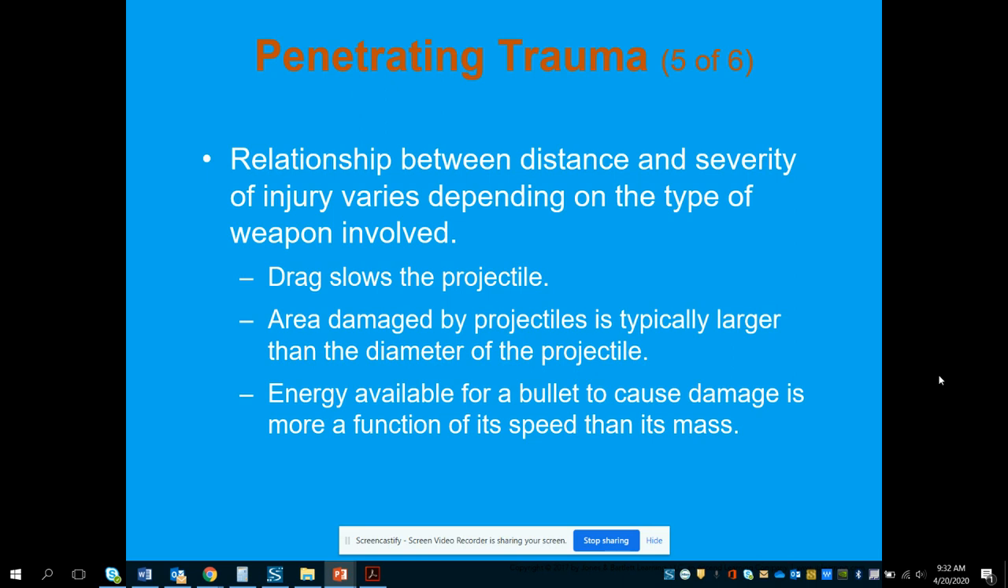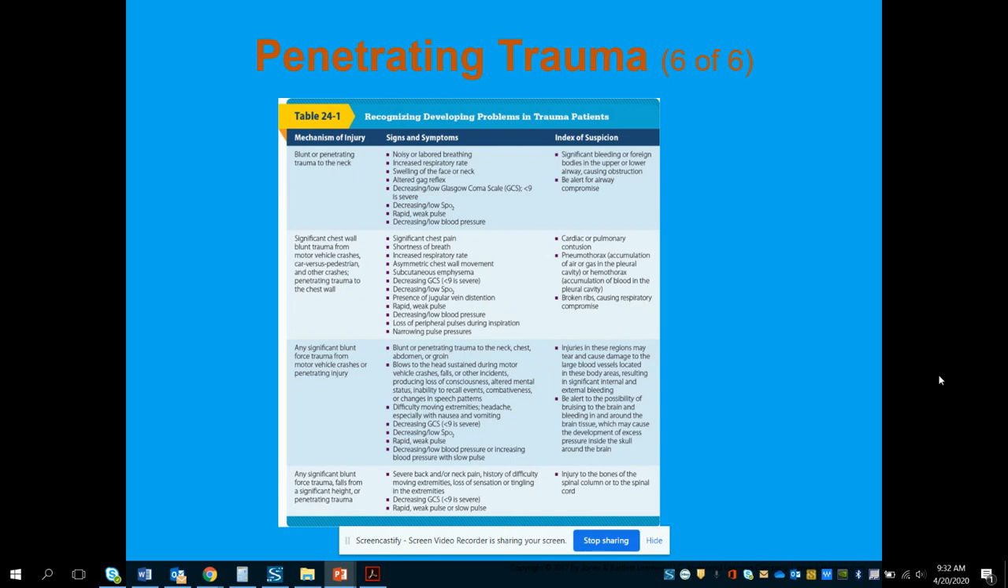The relationship between distance and severity of injury varies depending on the type of weapon. So again, how fast is it going? How large is the weapon? Does it spread apart? So we're just looking at the different types of damage that can potentially be caused by these.